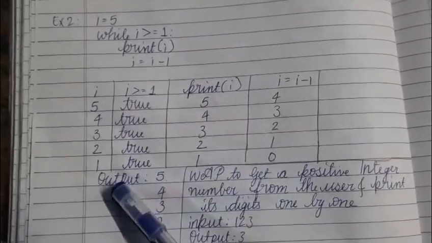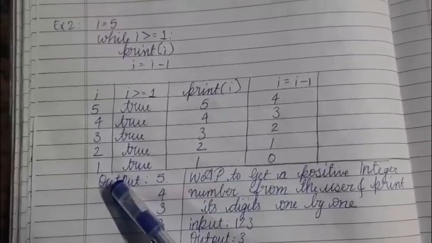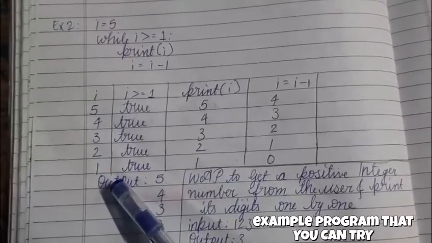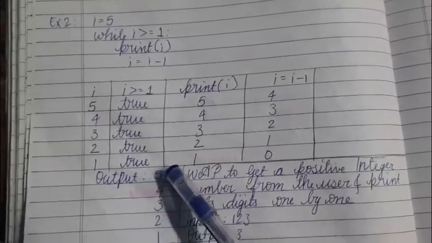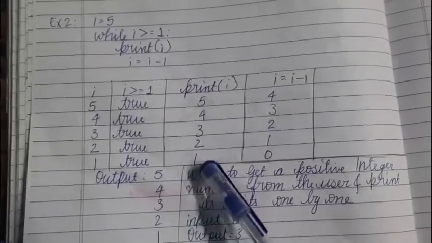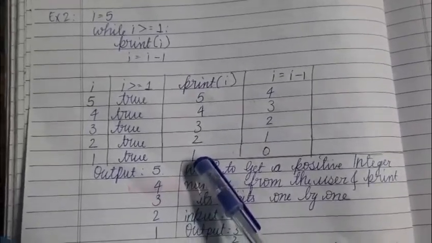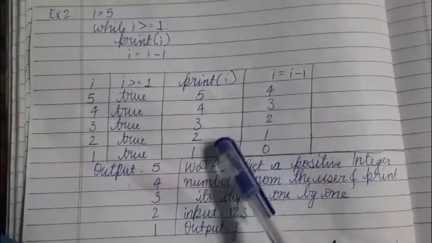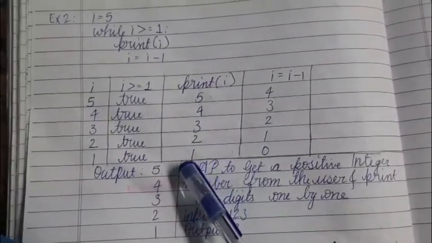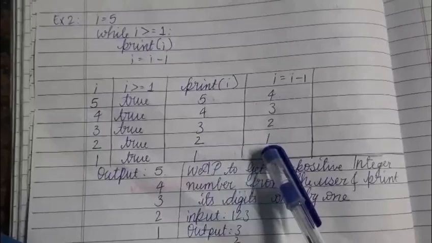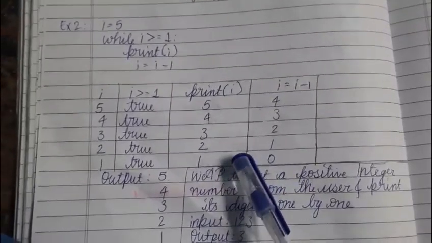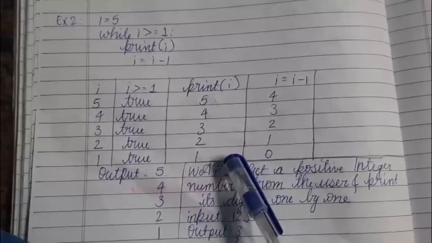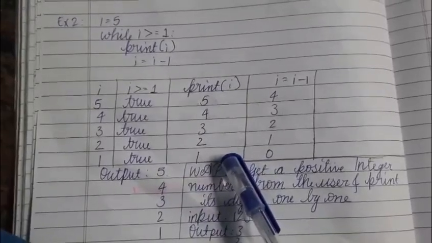In the fifth iteration, the condition is checked and 1 is equal to 1, so the condition becomes true again, and we go inside and print I, which is 1, and decrement I, which will make it 0. In the sixth iteration, we check the condition and 0 is not greater than or equal to 1, so the condition fails and control comes out of the while loop.